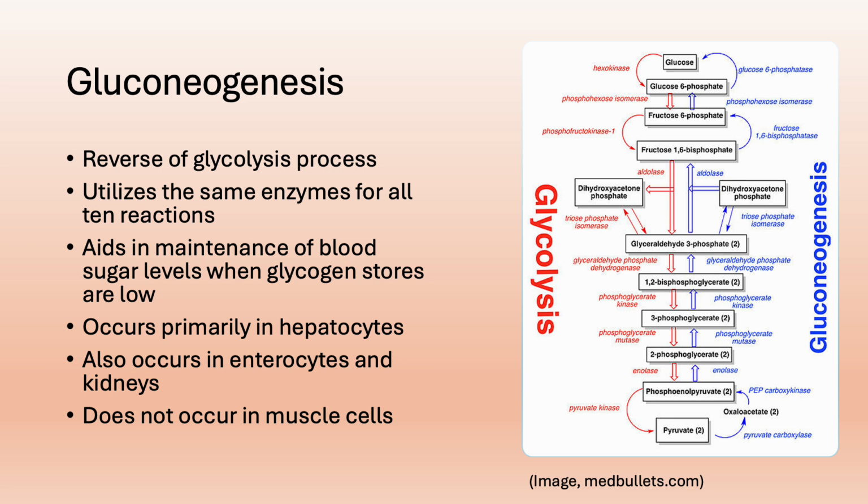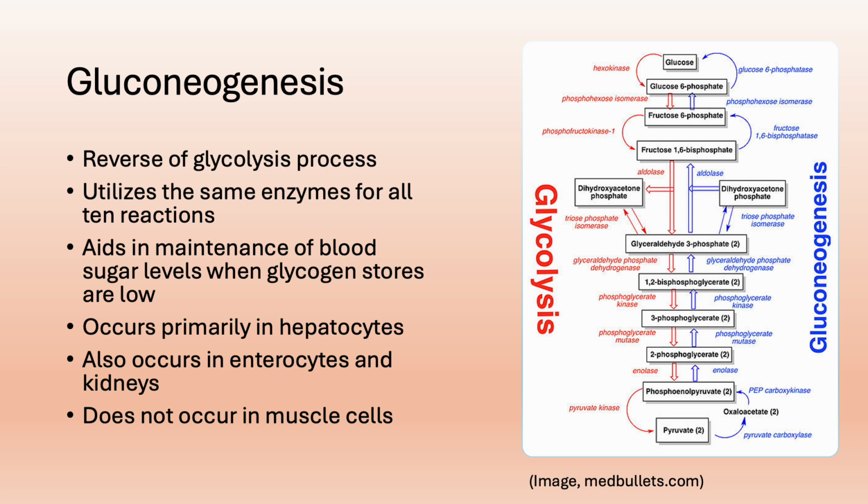So this process is important because in mammals, some tissues rely almost entirely on glucose for energy. So when glucose is low, there needs to be some way to synthesize it. For example, in the human brain, we require about 120 grams of glucose every day just to function.